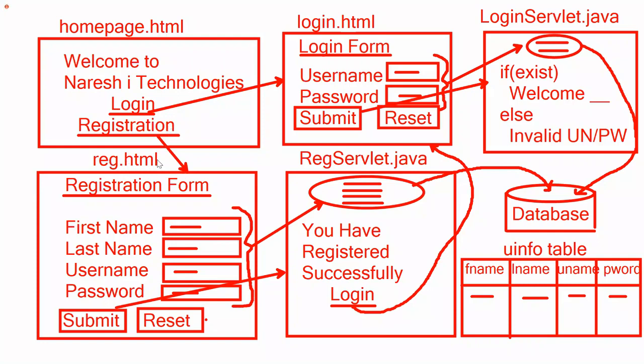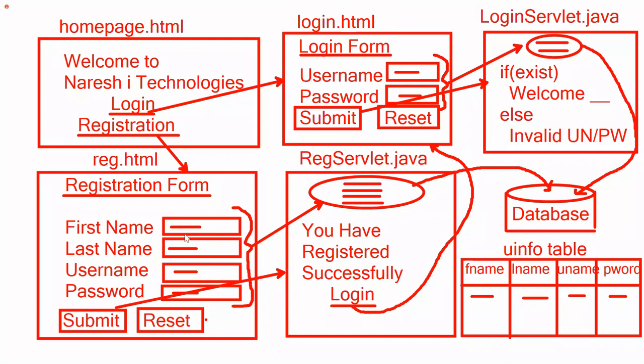If you are a new user, you click on the registration hyperlink. Then reg.html opens. Here the registration form comes. First name, last name, username, password. I gave 4 fields. If you want 10 fields also you can add. The program writing style is the same. You will enter first name, last name, username, password. You click the submit button. Then the request comes to registration servlet.java. If you click the reset button, all fields data is erased. If you click the submit button, registration servlet.java is executed.